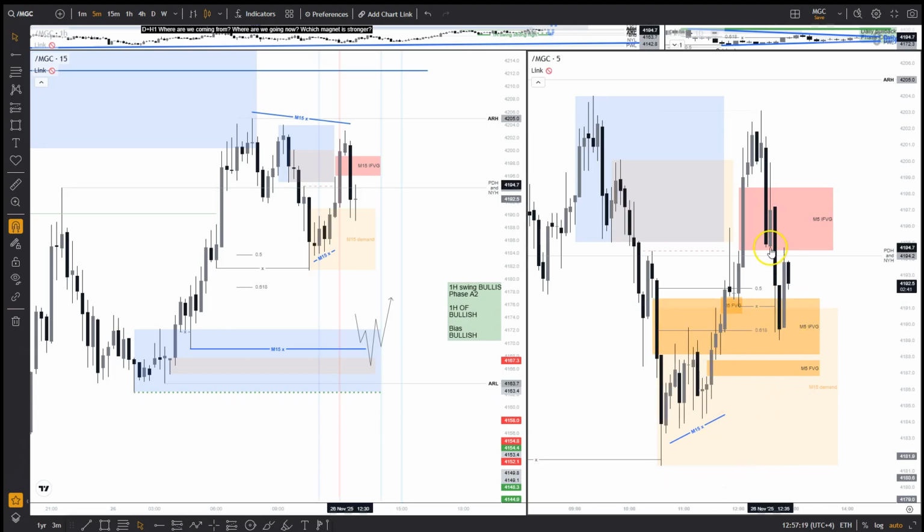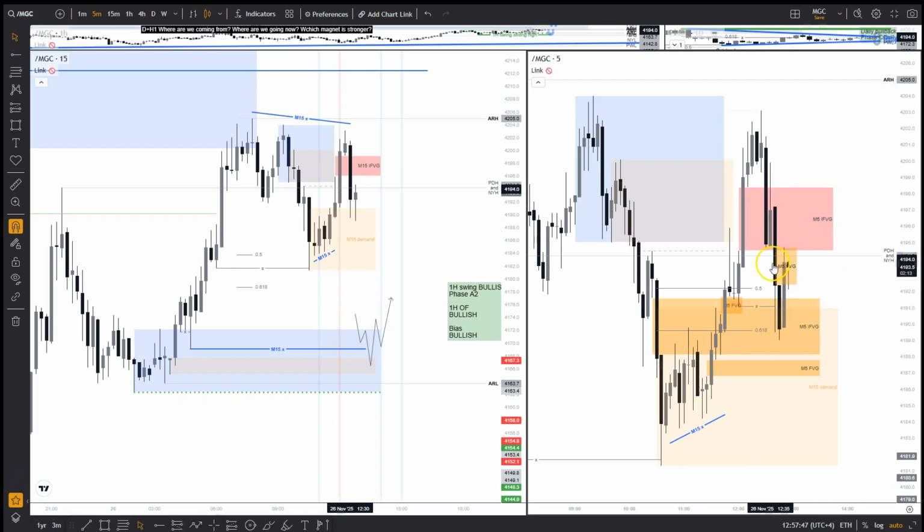Something here. There is also fair value gap. No, there isn't. Yeah, there is. There is an M5 fair value gap here. I need to train my eyes for the fair value gaps because there are so many fair value gaps each day. It just mitigated this fair value gap and then we see the reaction.